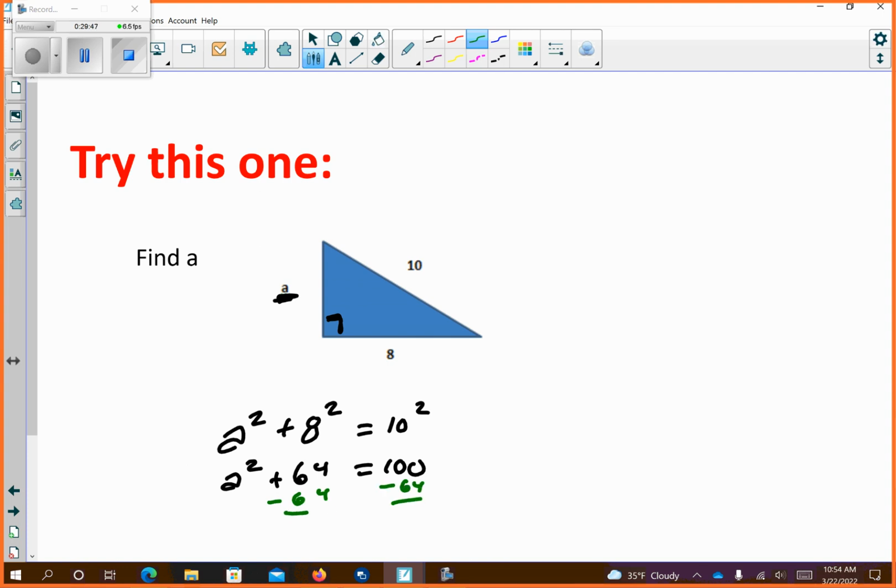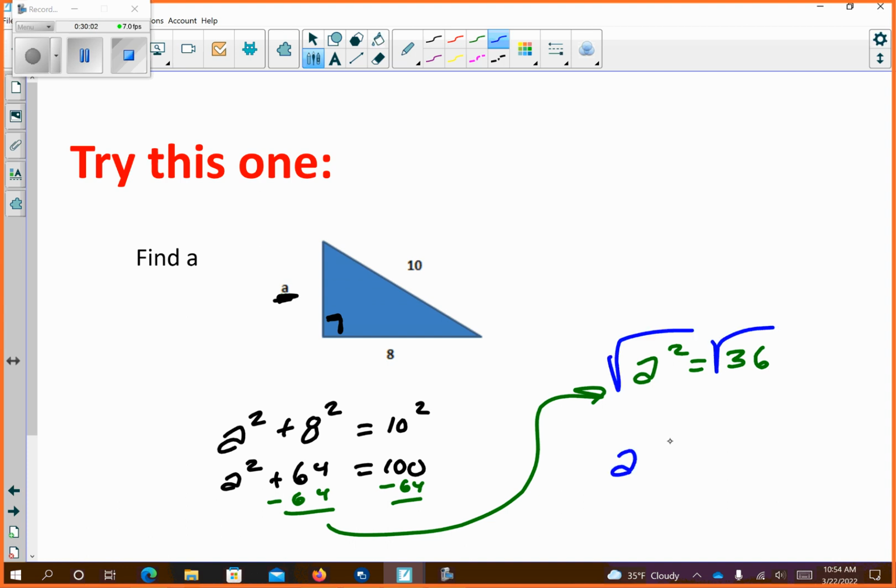And again, I'm showing all the steps. I'm going to bring this up over here. So I get a squared is equal to 36. Now, in order to undo a squared, to get it just to be a, I'm going to take the square root of both sides. Friends, do I know the square root of 36? 6. Done. So that side right there should be 6.